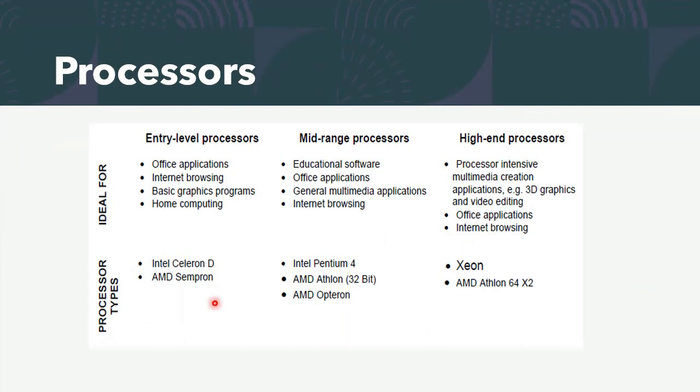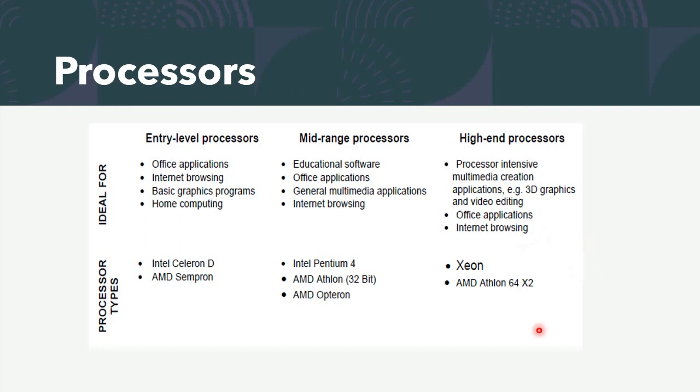So we have here different types of processors, like for example, Intel Celeron D and AMD Sempron. These processors are ideal for entry-level use like office applications, internet browsing, basic graphics programs, and home computing. Intel Pentium 4, AMD Athlon, and AMD Opteron are ideal for mid-range use, which is good for educational software, office applications, general multimedia applications, and internet browsing.